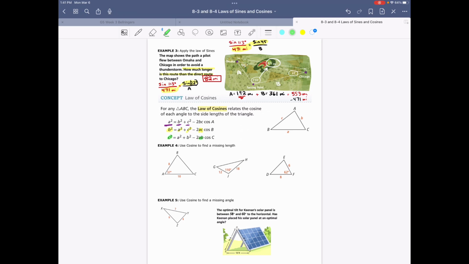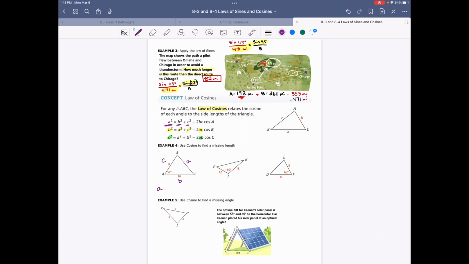All right, let's see how that looks in an example. We will label this A and this B, and actually no, because they already labeled it for us. This will be C and B that we have. So we're looking for A.